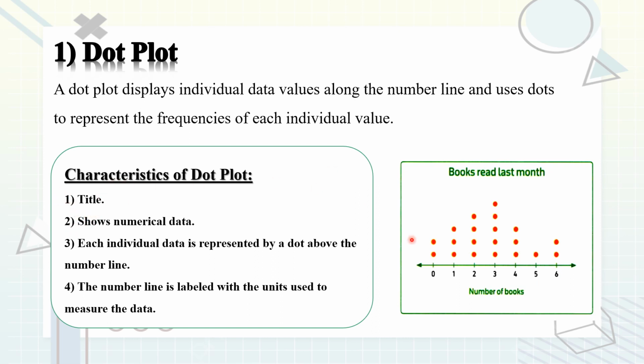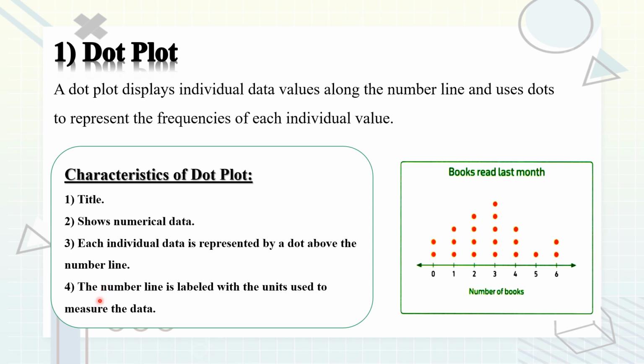First, the title. The title here is the books read last month. And number two, it shows the numerical data which are represented on the number line from 0 to 6, the number of books from 0 books to 6 books read per month, and each individual data is represented by a dot above the number line. If you read one book, we will make a dot above number 1. If you read 2 books, we make a dot above number 2, and so on.